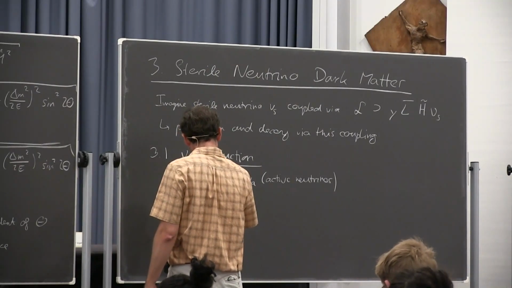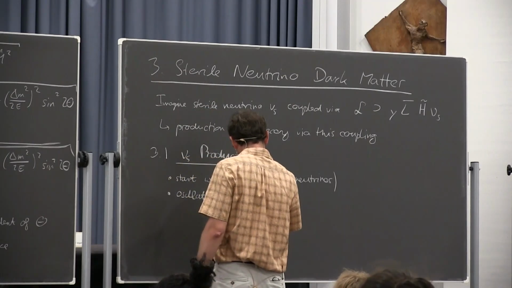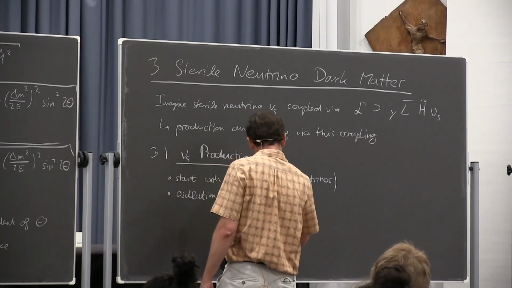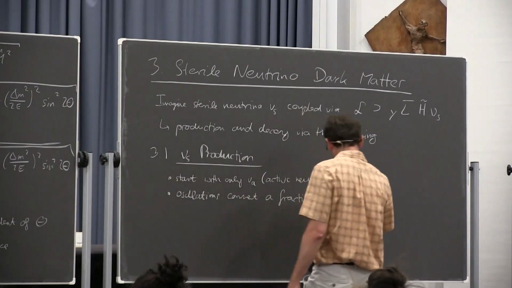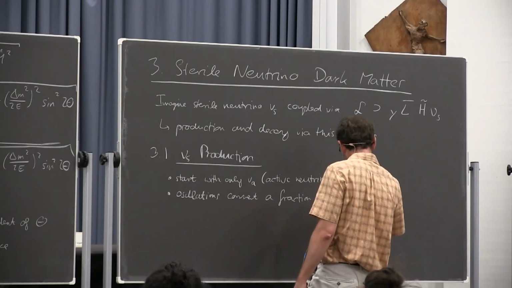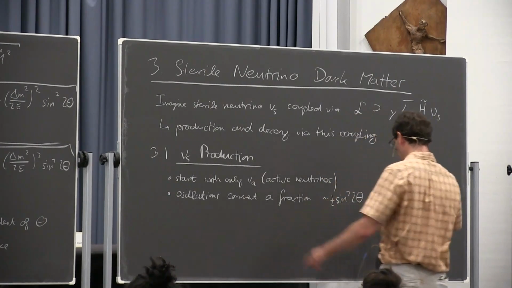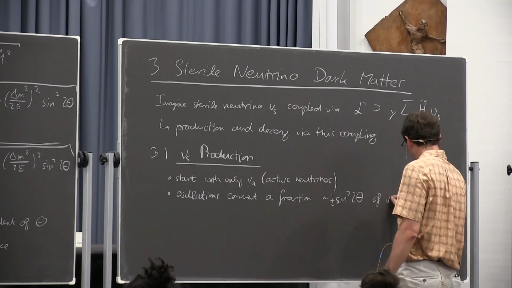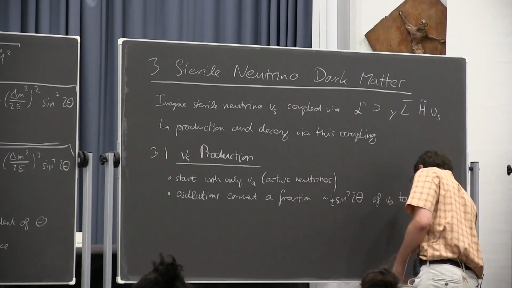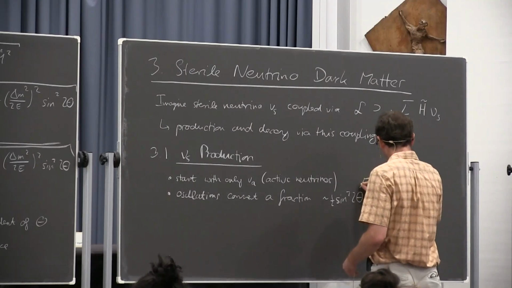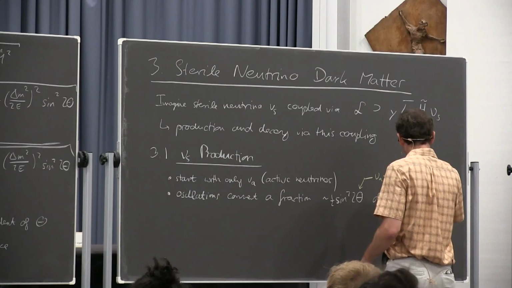So oscillations convert a fraction of about 1/2 sine squared 2 theta of nu A to nu S. And this theta here, by theta I mean the active-sterile mixing angle, so the nu A, nu S mixing angle.